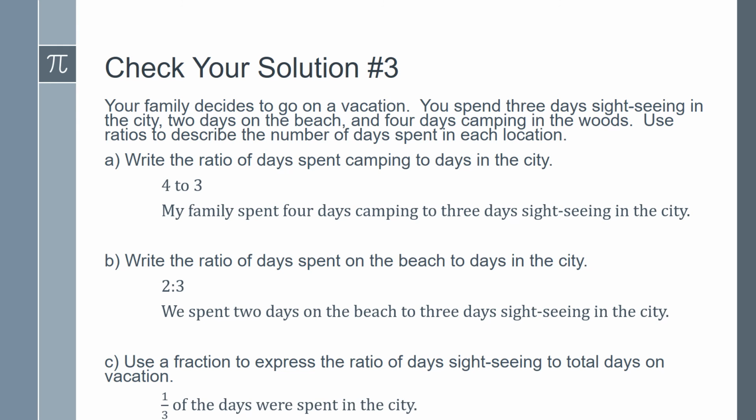This time the fraction is 1/3. 1/3 of the days were spent in the city. We know this because 3 days were spent sightseeing in the city and 9 total days were spent on the vacation. 3/9 simplifies to 1/3, which is how we got our answer.